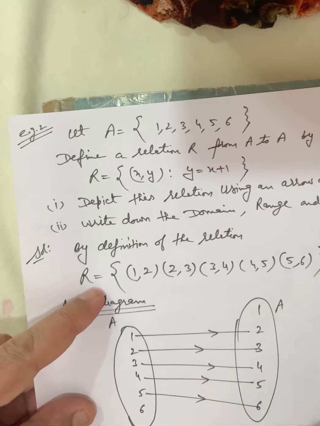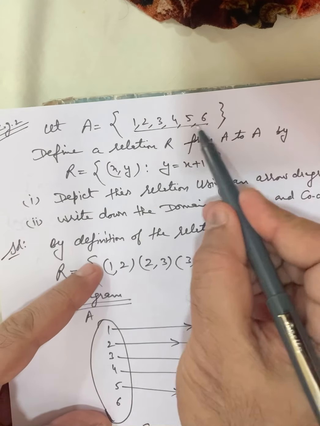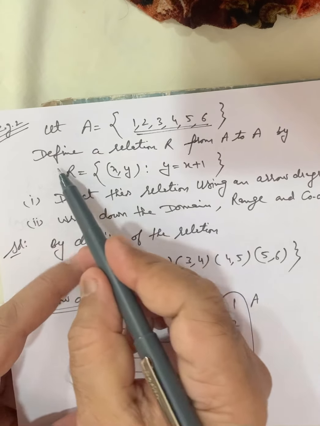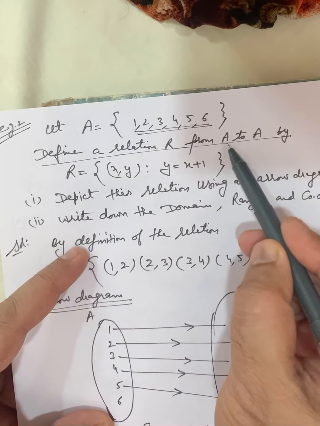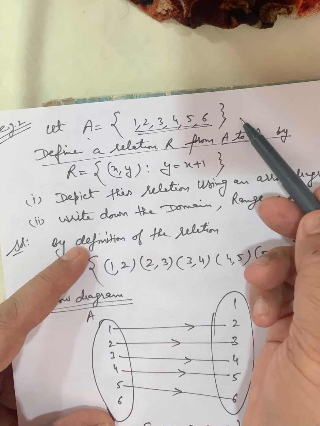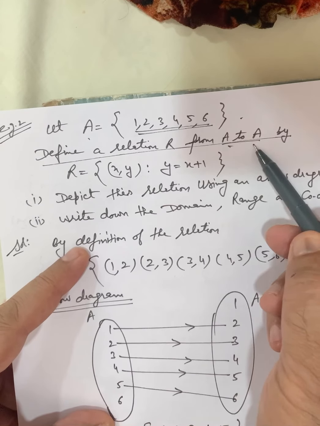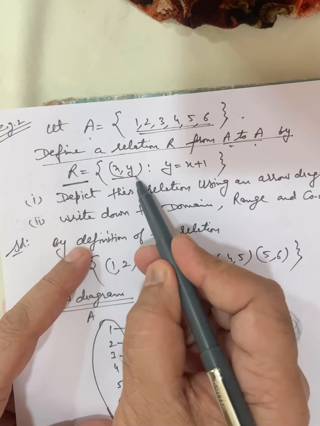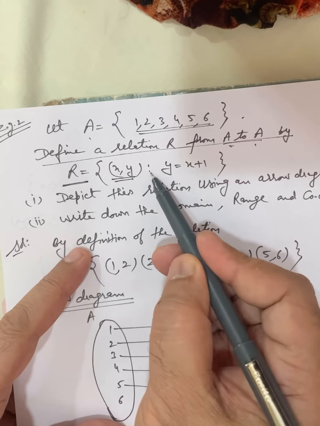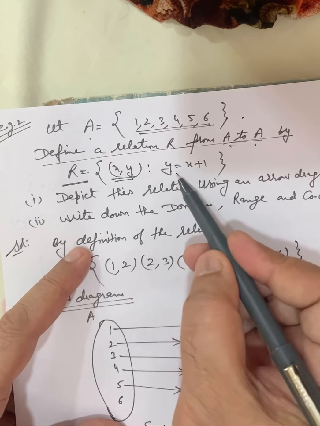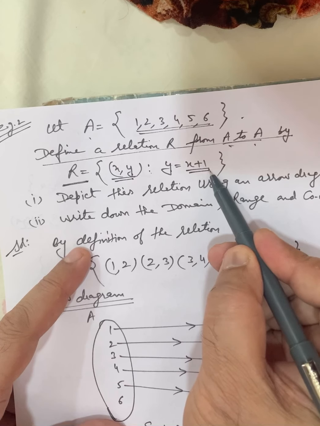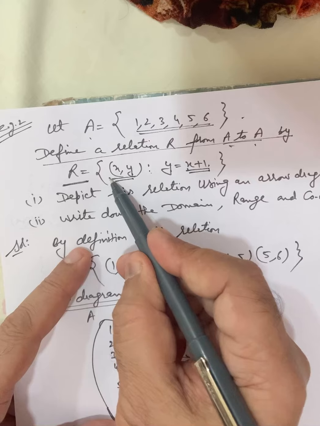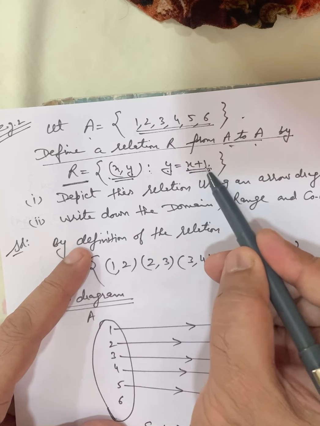Now you have a set A with 6 elements: 1, 2, 3, 4, 5, 6. Define a relation R from A to A. In set builder form, it is given as the ordered pair (x, y) such that y, the second element, is equal to x plus 1, meaning 1 more than the first element. First element was x, second element is 1 more than the first element.